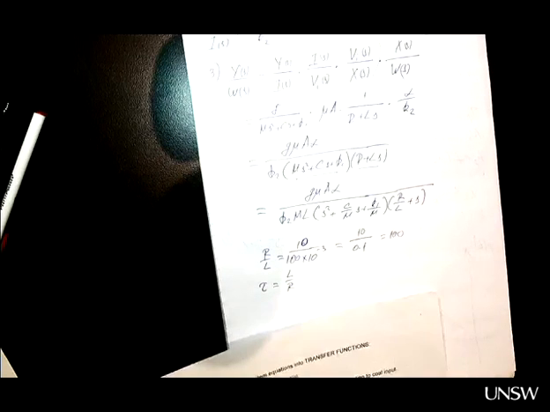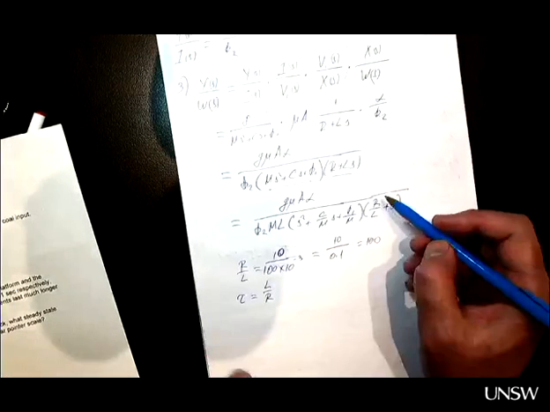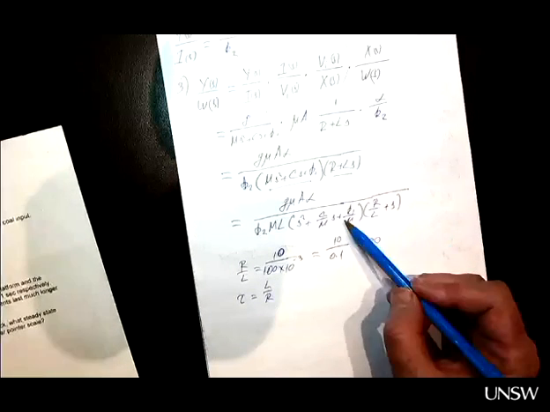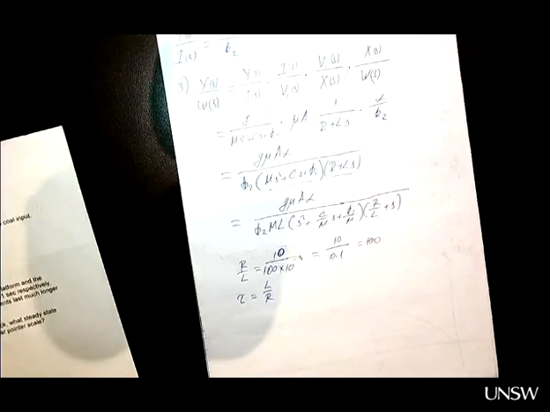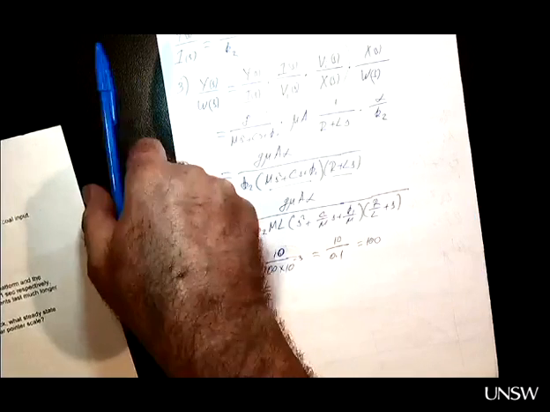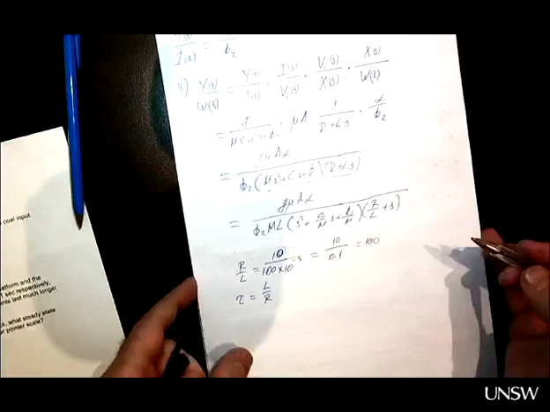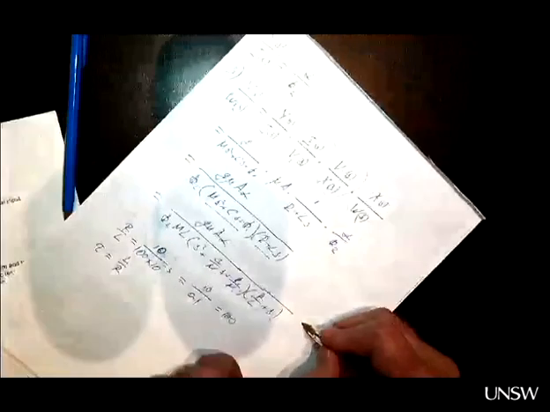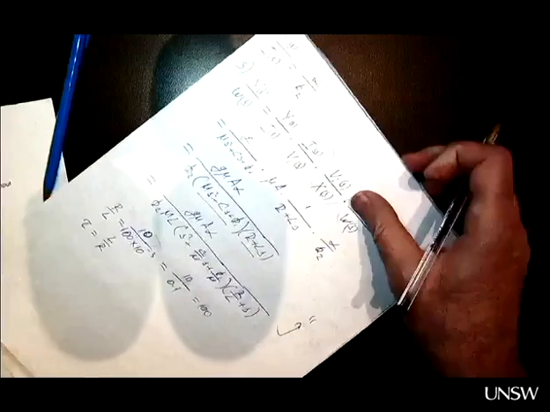Do you all agree with this? No one is saying anything. Because I did the normalized form. Normalized form doesn't give me the time constant straight away. The non-dimensional form will give me this.